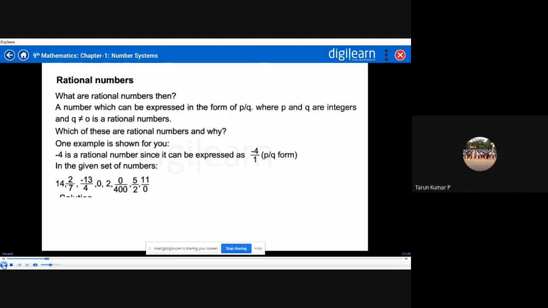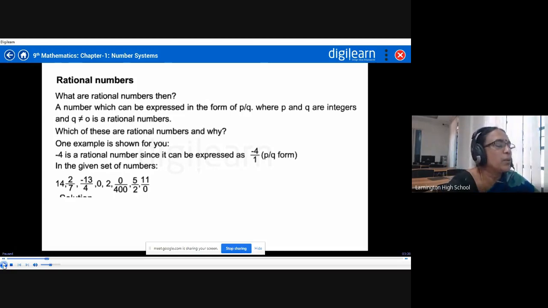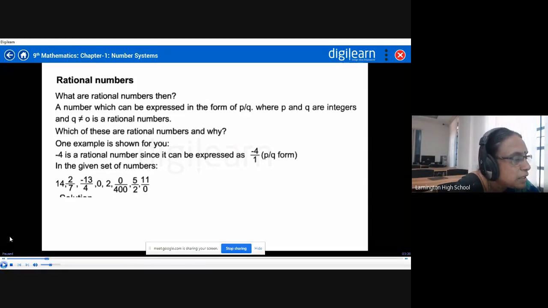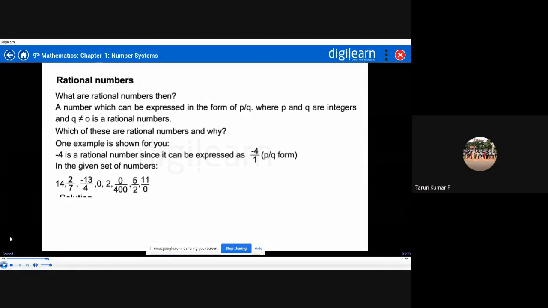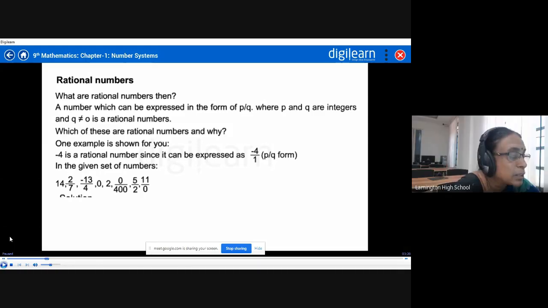Which is not a rational number? 11 by 0. Yes, very good, 11 by 0. Why? It is not a rational number. q is not equal to 0, teacher. Yes, q not equal to 0. Here the denominator is 0. So such numbers are not rational numbers.